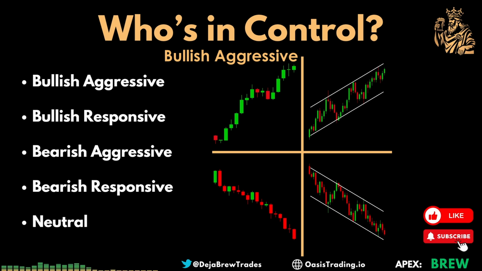Now, the bullish responsive trend, the one on the top right here, this would be when you're trending up, but it is giving you those pullbacks. It's pulling back to like the EMAs, pulling back to the prior support or resistance levels, but you are still trending up. It's giving those responsive traders an opportunity to get in that trade, to get in that trend, but that trend is still remaining bullish. It's not completely flipping to the downside.